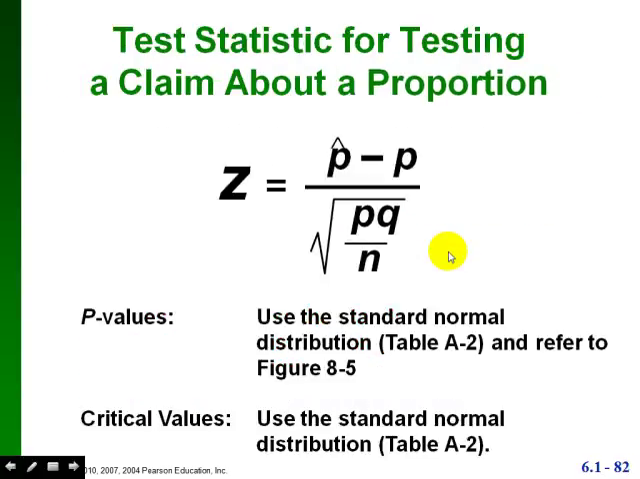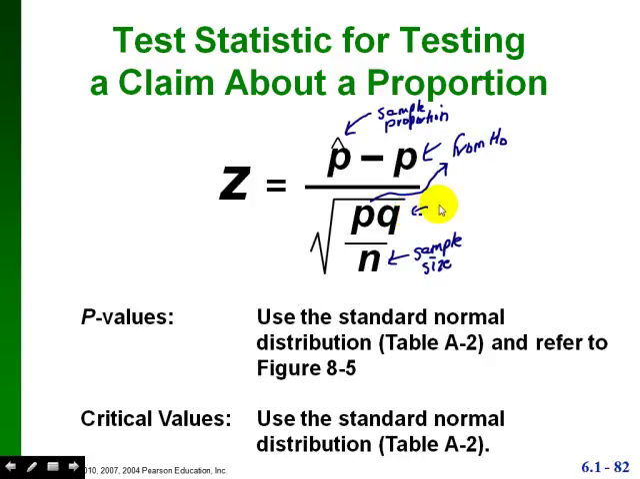And here's our test statistic formula. Again, this number right here comes from our sample data. This is our sample proportion. And the n is our sample size, or our number of trials. And these other numbers come from our null hypothesis. So the p is the number that's in our null hypothesis. And the q, remember, is just 1 minus p.